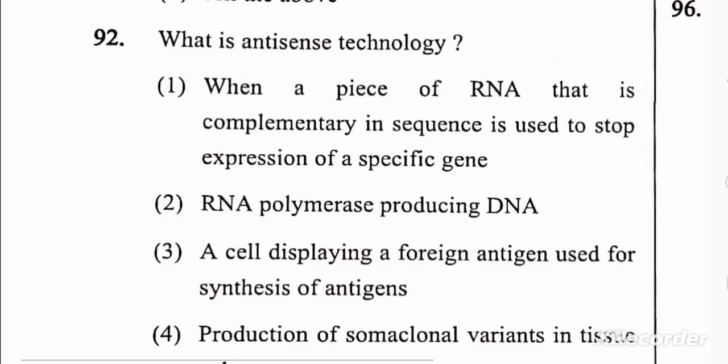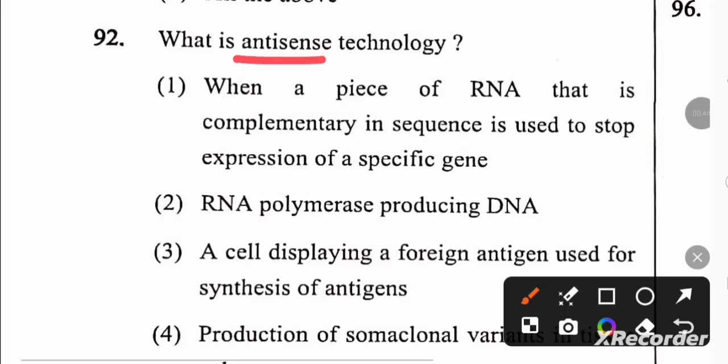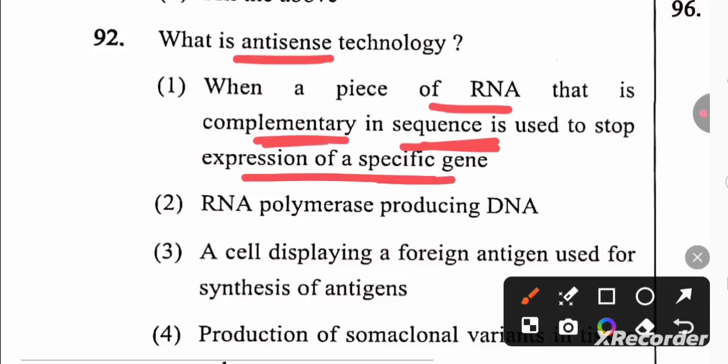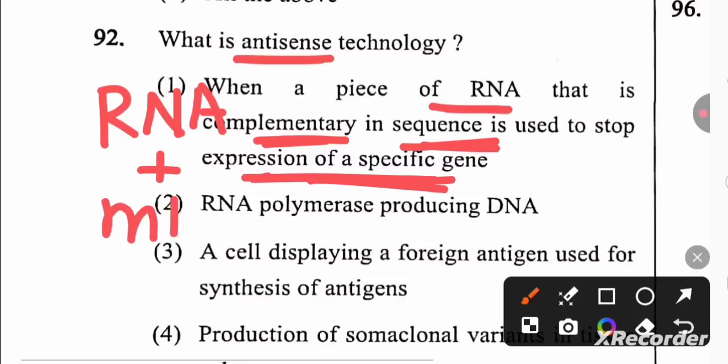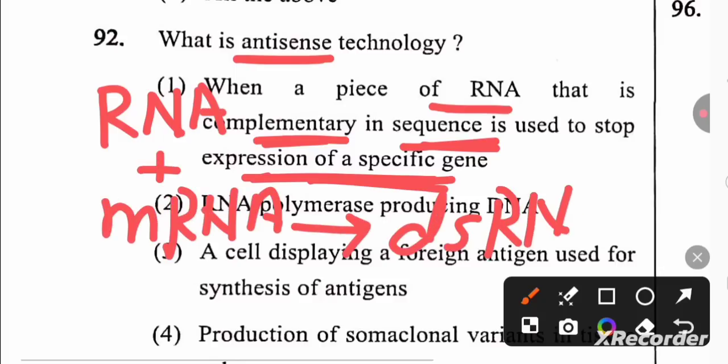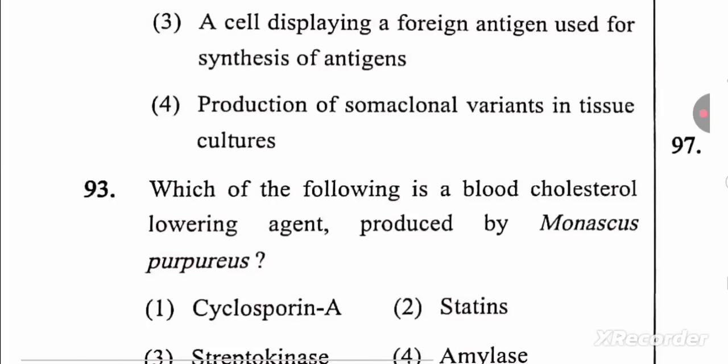In the next question, what is antisense technology? Children, in antisense technology, a piece of RNA that is complementary in sequence is used to stop the expression of a specific gene. So, a piece of RNA is going to bind to the mRNA to form double-stranded RNA, dsRNA. So, this is going to be very helpful for stopping the expression of a specific gene. So option 1 is the right answer for this question.